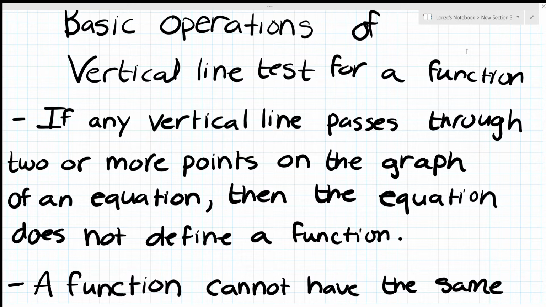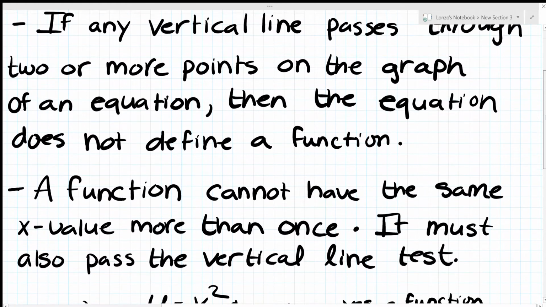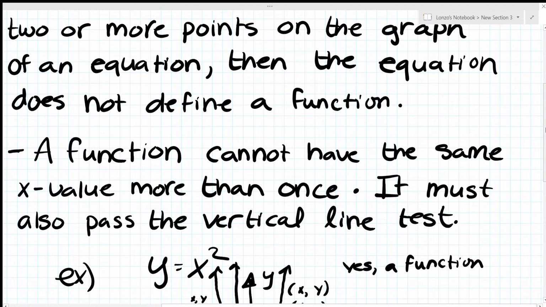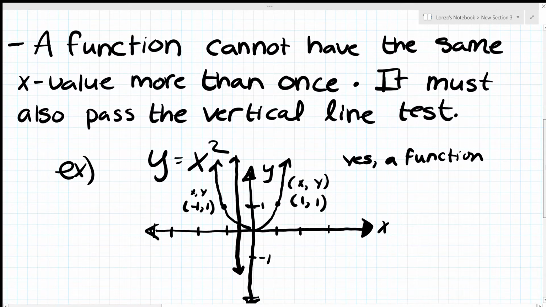So what they're saying is, if you put a vertical line on a graph, and that vertical line hits it more than once, then it's not a function. If it only hits it once, then yes, it's a function. A function cannot have the same x value more than once. It must also pass the vertical line test. Let's do an example.